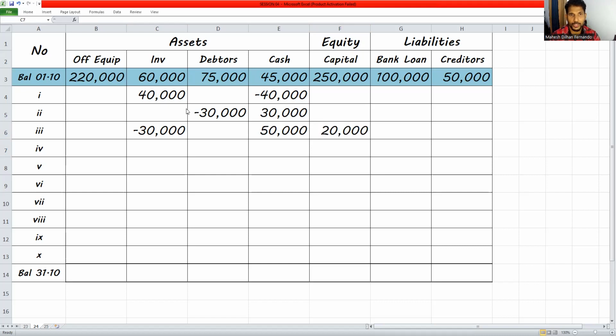Number 4, Dion introduced 100,000 as capital. Once again, cash plus 100,000, capital plus 100,000. Use the plus sign.